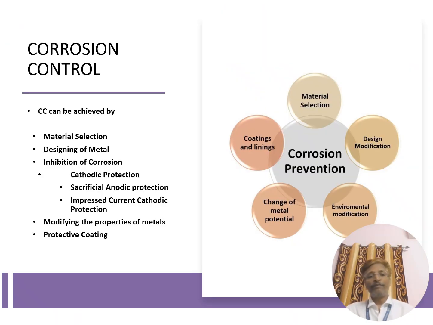Now let us see what the methods to control corrosion are. The first one is that you have to choose the right material for your application. The material should have high purity, depending upon your application. Then design modifications: you have to design the materials to the maximum extent, avoid bolts and nuts, and joints should be reduced. That is material selection.